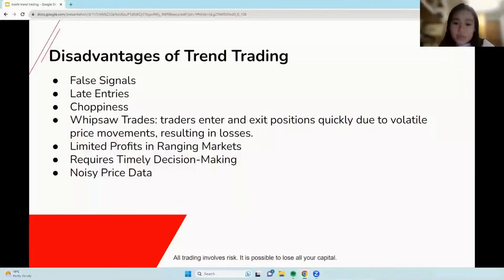Noisy price data is pretty related to choppiness, so I'll just briefly talk about it. In this case, we're talking about noisy price data or short-term fluctuations, leading to a misinterpretation of the underlying trend direction.